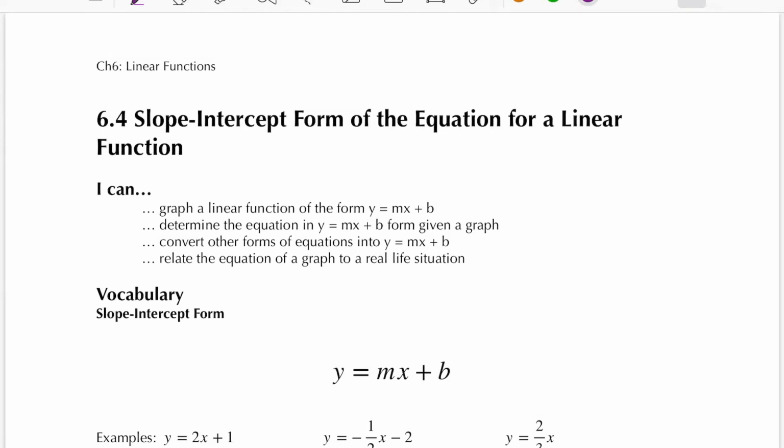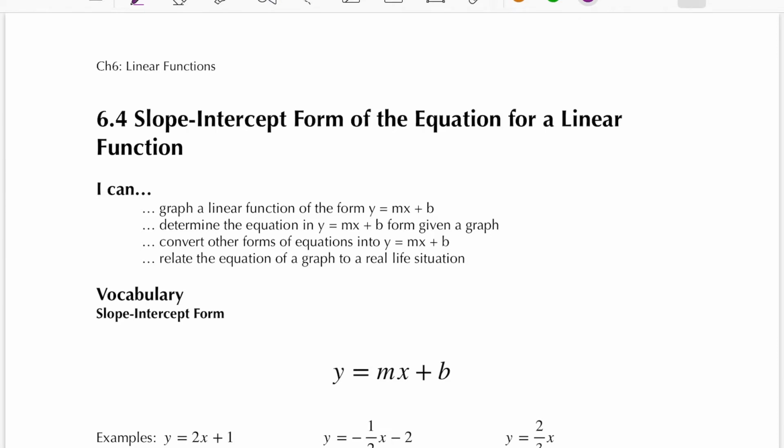Hello, this is Mr. Stein, and in this video we are going to get started on section 6.4, the slope-intercept form of the equation of a linear function. So we're looking at a polynomial function that is linear. We're looking at the slope-intercept form.